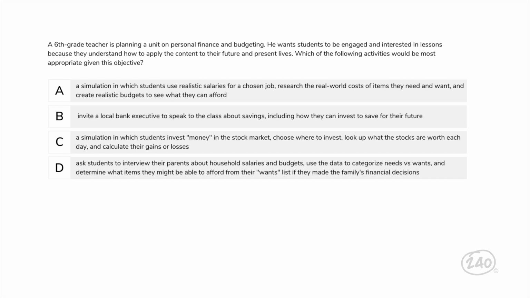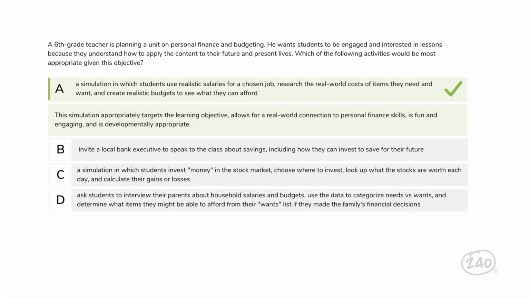Choices B and C do not target aspects of budgeting and personal finance that would be relevant to 6th grade students. While a guest speaker could help engage students, most 6th grade students do not have or understand checking accounts. Choice D would also not be appropriate due to privacy concerns. Choice A allows for connection to the real world, is engaging, and is developmentally and academically appropriate. A is the correct answer.